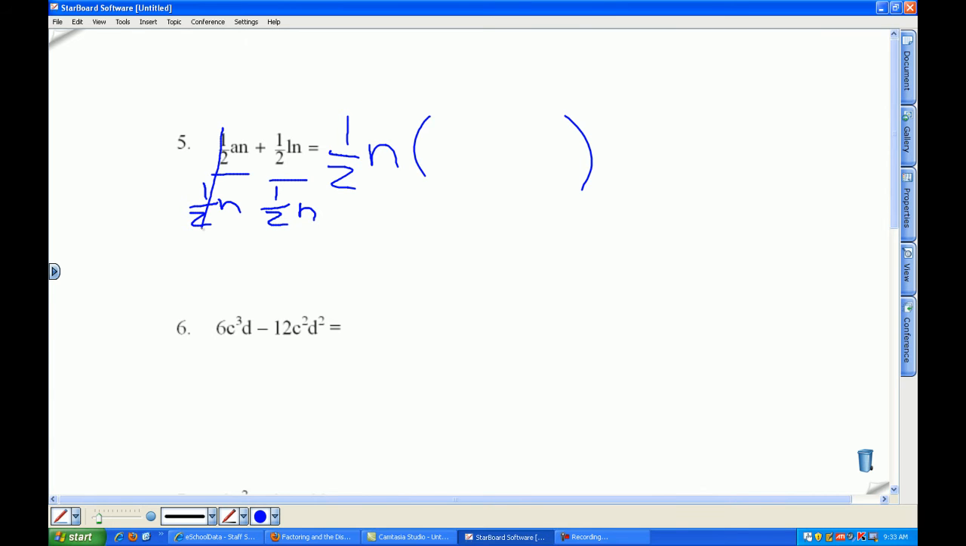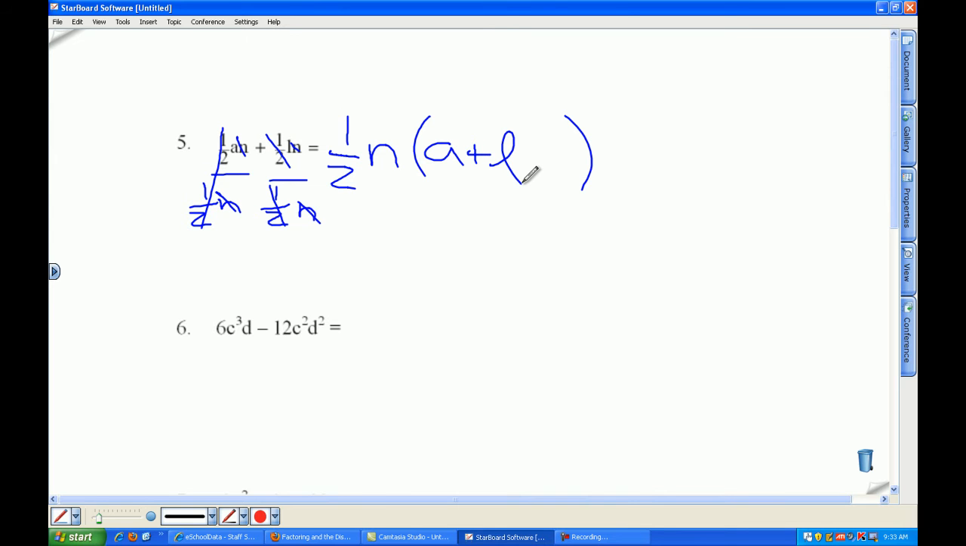Here you'll see the 1/2's cancel, the n's cancel. Okay, 1/2 goes into 1/2 one time, n goes into n one time, leaving you with an a. In the second term, 1/2 goes into 1/2 one time. N goes into n one time, leaving you with an l.